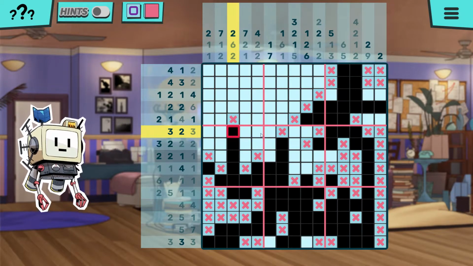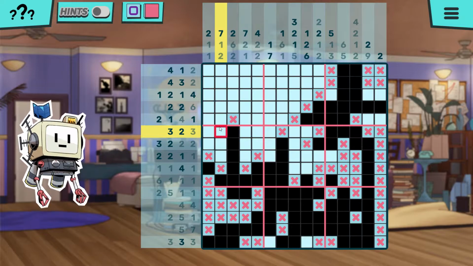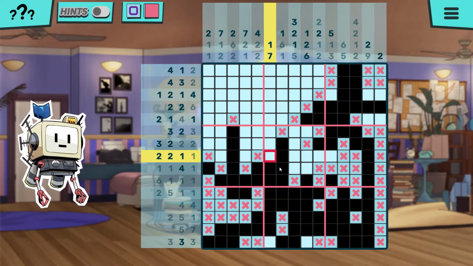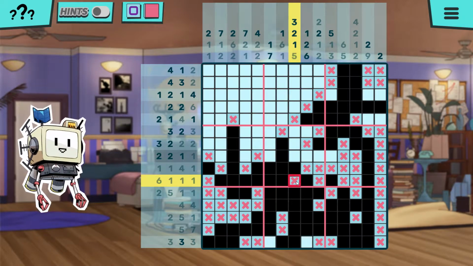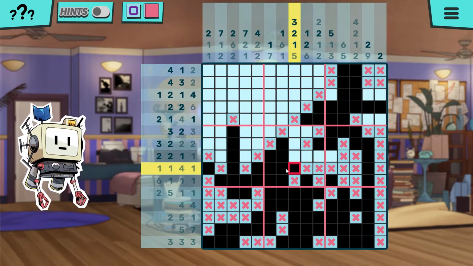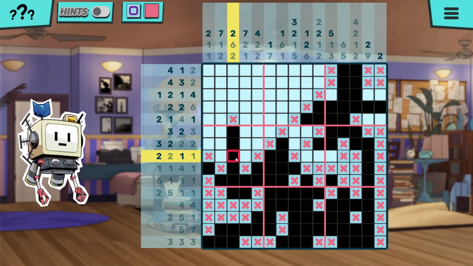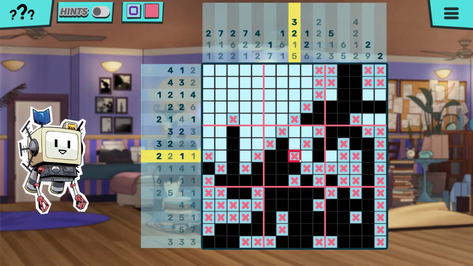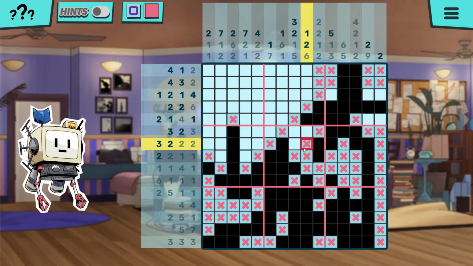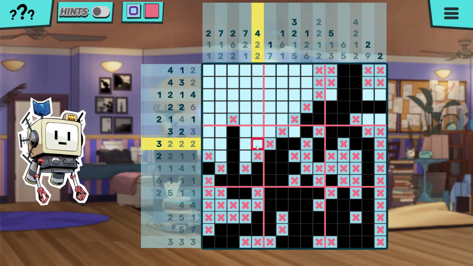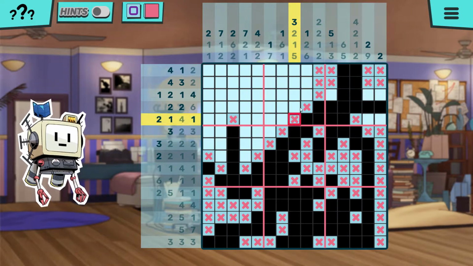Could still fit both of those into this one. If you'd start with the 2 here, that would also still work. That's a 4. So that's a 6, that's empty, that's a 7. That's a 2. This is a 2, this is empty. This has to be a 1. This is a 2. This is a 2. This is a 2.